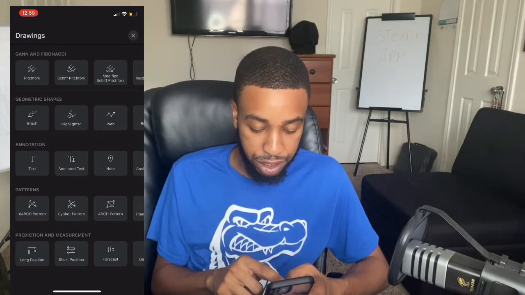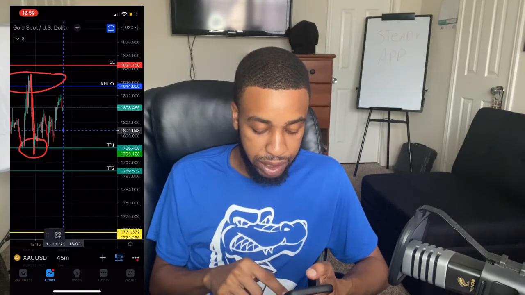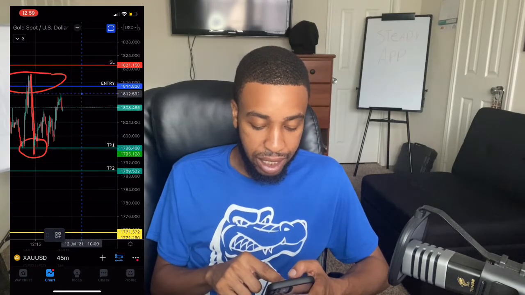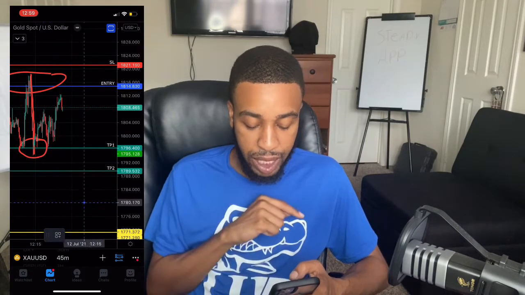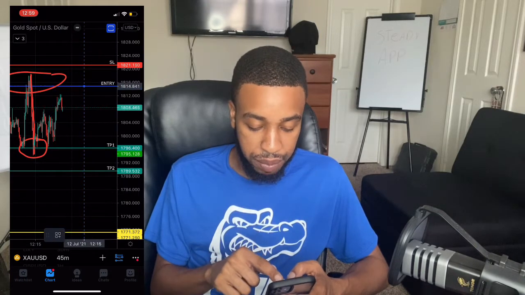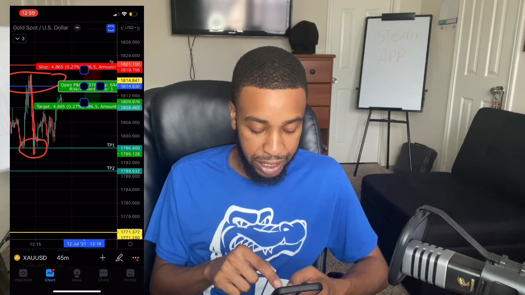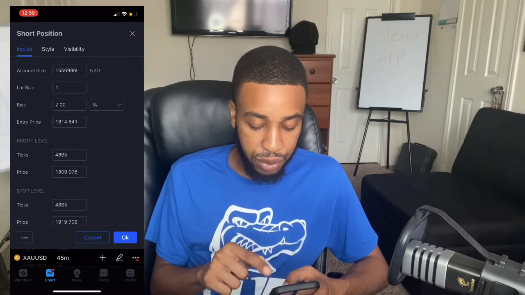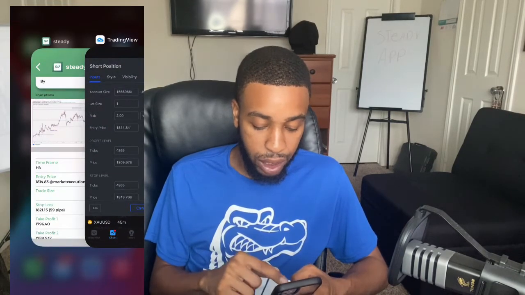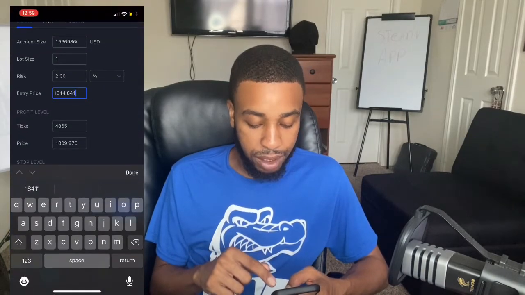I'm going to click short position tool, right? This little blue dotted line that you see, this is how I can get it to be put exactly right there. So I just tap when I get it where I want it to be. I'm going to double tap on that short position tool and make sure that all my numbers are still correct. 1814.83. I want it to be perfect. I don't want it to be close. I want it to be perfect.